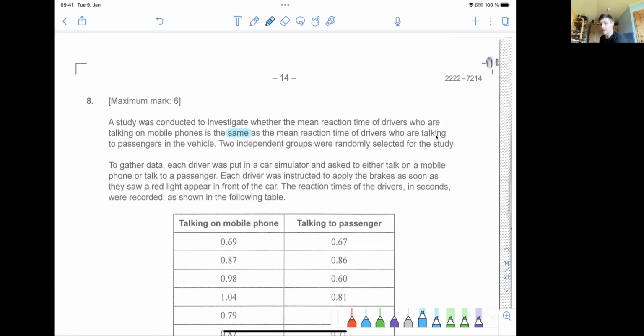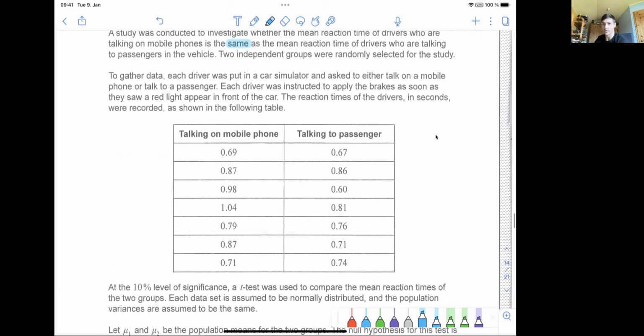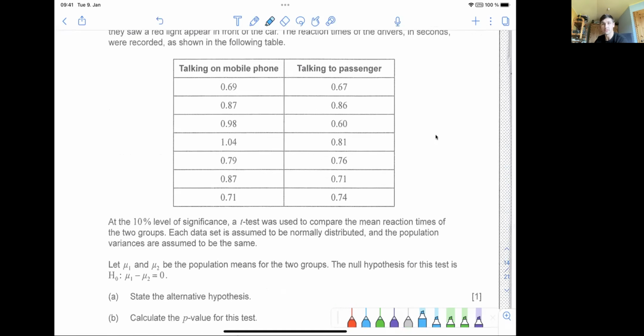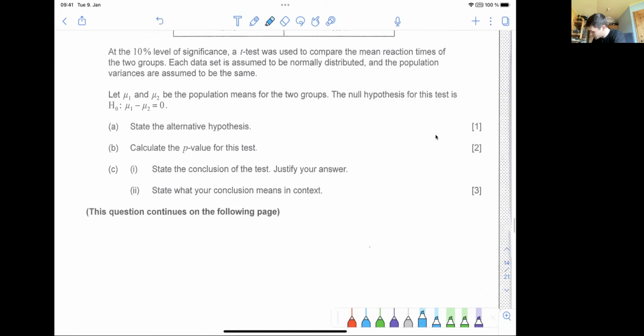Now, the other options here could be whether the mean reaction time of drivers talking on mobile phones is less than, or more than, and that would give us a different alternative hypothesis. But all this is asking is whether they're the same. So regardless of whether one's less or more than the other, it doesn't matter. We want to show whether they are the same or not the same at this 10% level of significance. So, the alternative hypothesis, we'll highlight that.